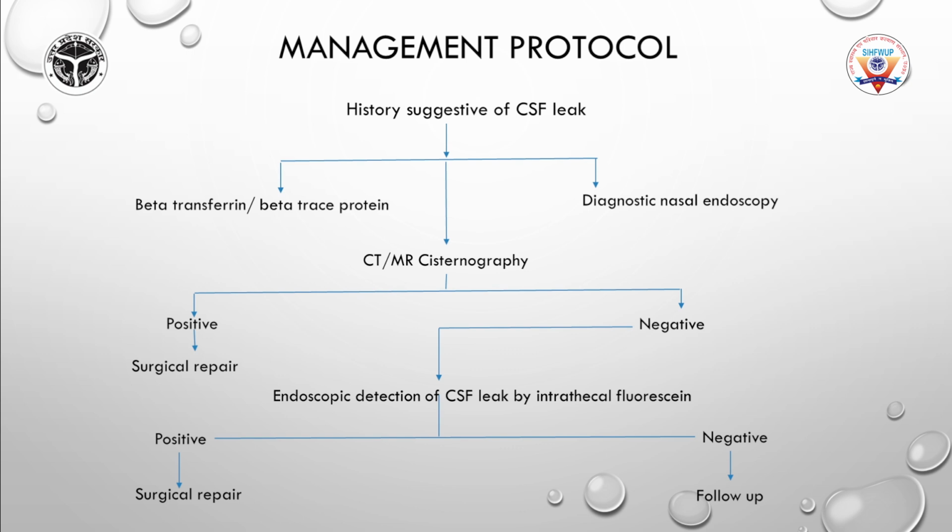So if CT or MR cisternography is positive, then surgical repair. If it is negative, then we go for the dye, the intrathecal fluorescein. Intrathecal fluorescein is done, the patient is made to lie in the prone position, and then we do an endoscopy and see the leakage of the dye as a yellow colored fluid. If it is positive, then surgical repair. If it is negative, again we keep the patient and follow up.